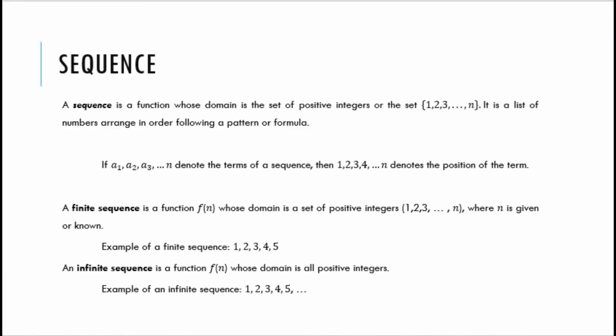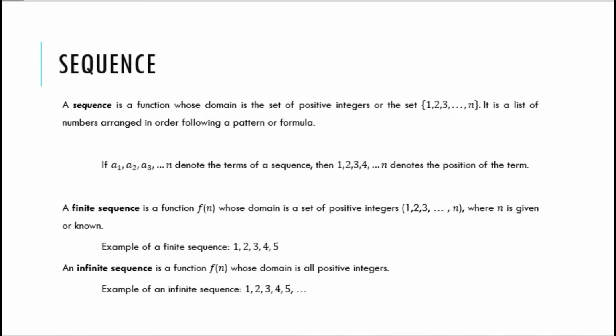So to start, a sequence is a function whose domain is a set of positive integers or the set 1 to 3 until n. It is a list of numbers arranged in order following a pattern or formula. So to illustrate sequences, if a sub 1, a sub 2, a sub 3 until n denotes the terms of a sequence, then 1, 2, 3, 4 until n denotes the position of the term. So meaning, a sub 1 is actually the first term, a sub 2 is the second term, and so on. So, in short, sequences are basically just a list of numbers separated by commas.